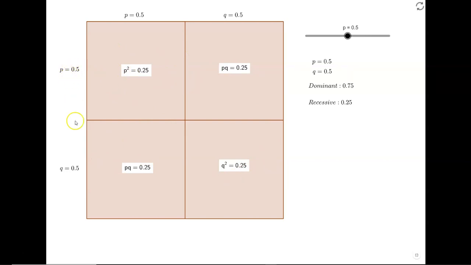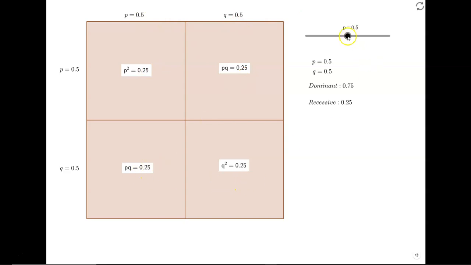Of course, P plus Q will always equal 1, or 100%. P squared plus, again, there's two of these PQs, plus 2PQ, plus Q squared also equals 1. And I think if you did the addition on that, you would come to that conclusion, right? P plus Q, 0.5 plus 0.5 is equal to 1. And 0.25 plus 0.25 plus 0.25 plus 0.25 is also equal to 1.